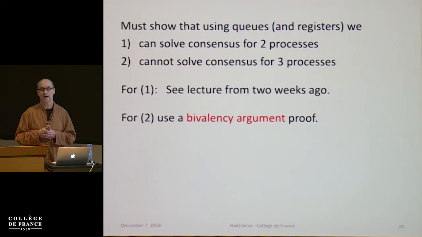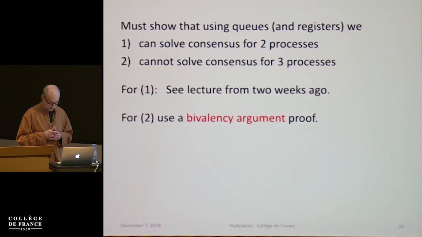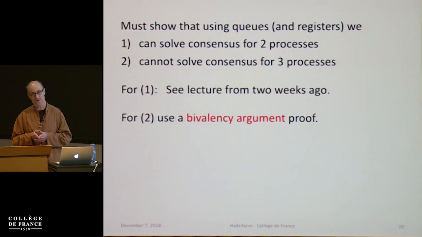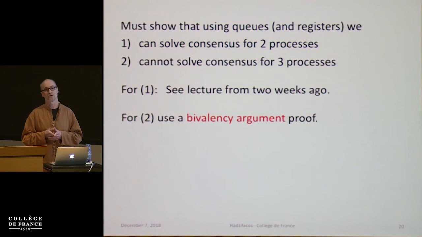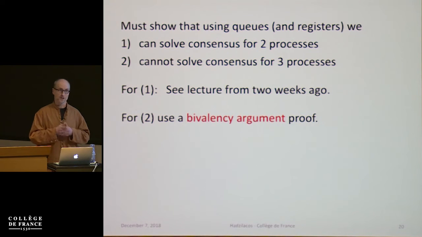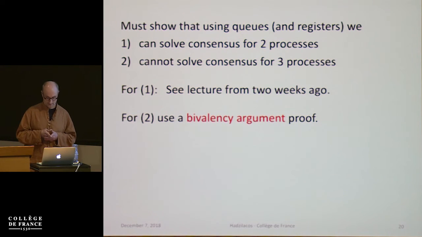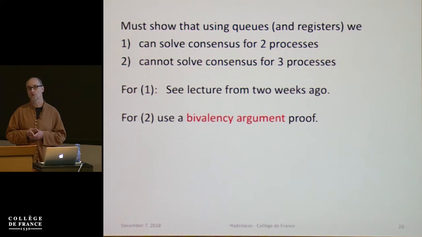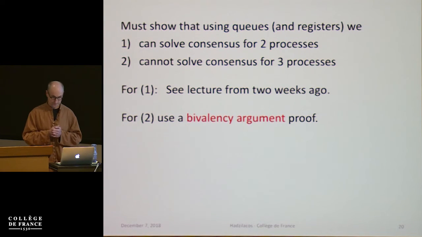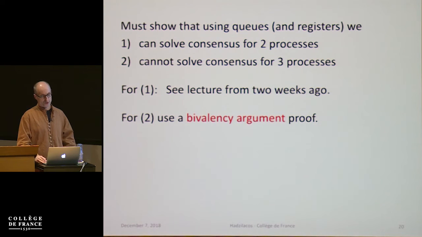We're going to use a bivalency argument proof. This is a proof technique that is very useful in this area. It is used a lot. You've already seen an example of such a proof. Again, Rachid used this technique to show you that registers cannot solve consensus for 2 processes. But because it is such a fundamental technique, I thought it would be nice to show you another instance of this argument in a somewhat more sophisticated setting. So we're going to use it to prove that we cannot solve consensus for 3 processes using queues and registers.